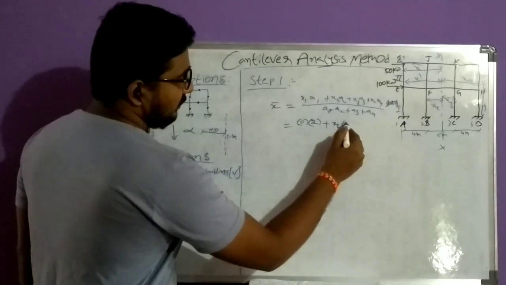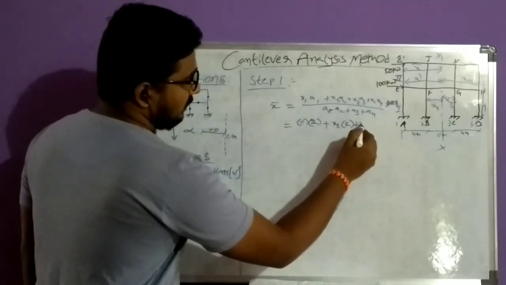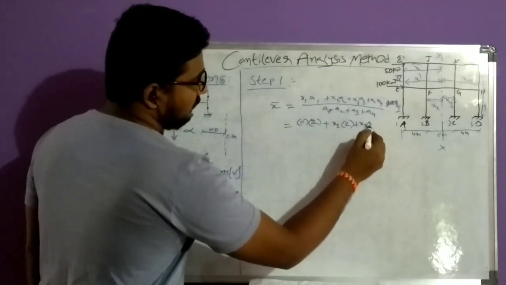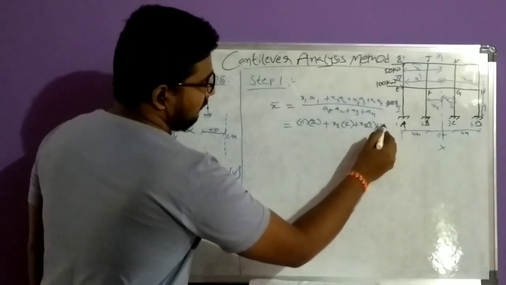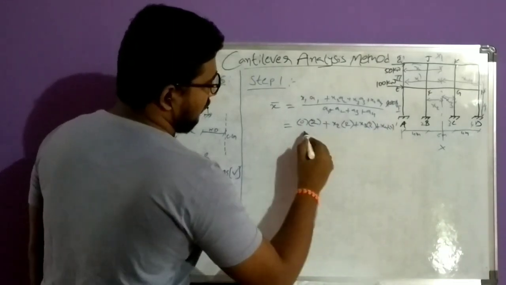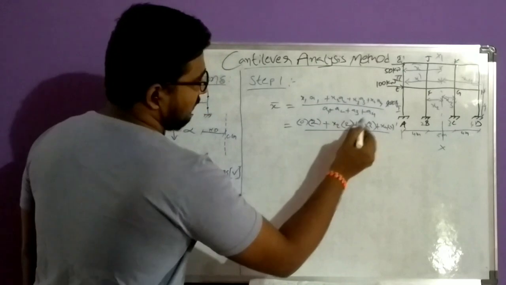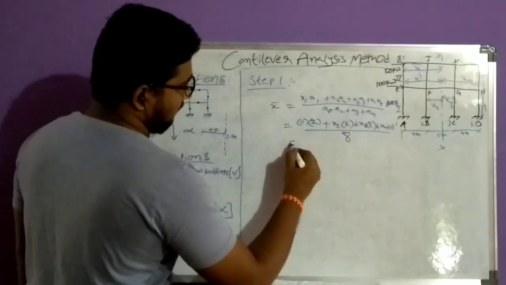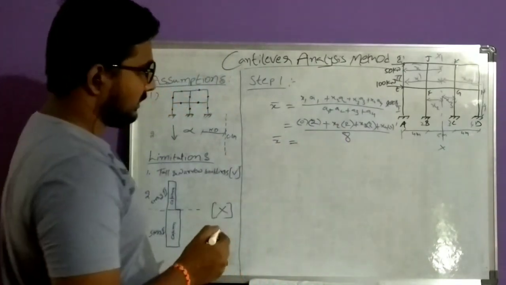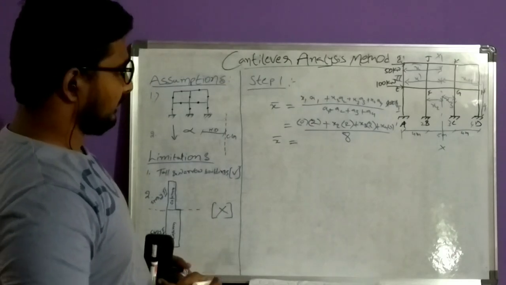So x2 into 2, x3 into 2 plus x4 into 2, overall divided by 2 plus 2 plus 2 plus 2, that is 8. We will get the value of x bar here.